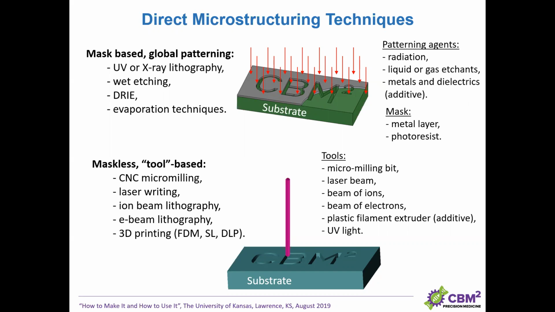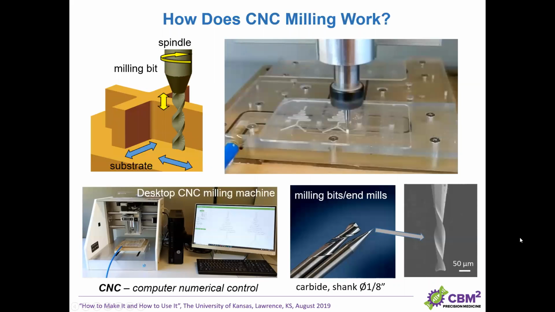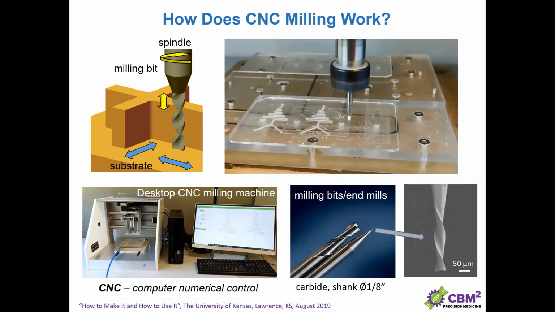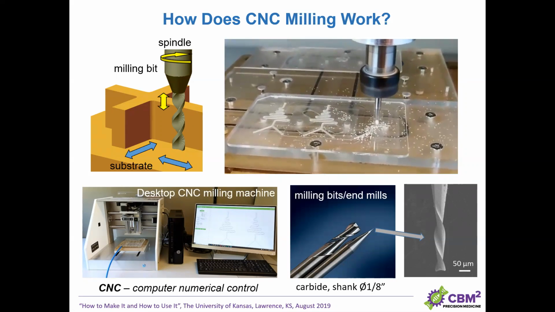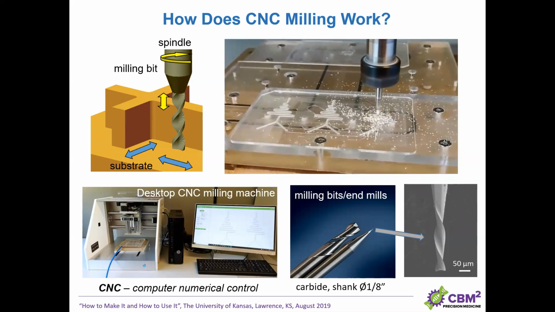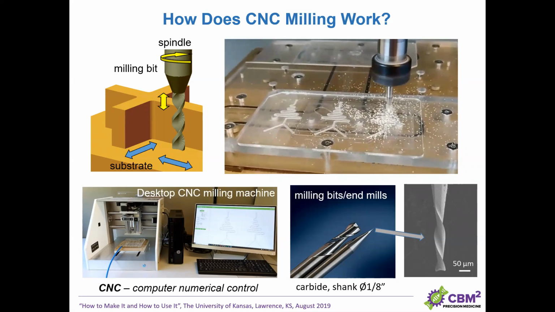So what is micromilling in general first? How milling works is it uses the tool, which is called micromilling bit or milling bit or end mill, depending on the person who calls it. And you can see here how the process works.